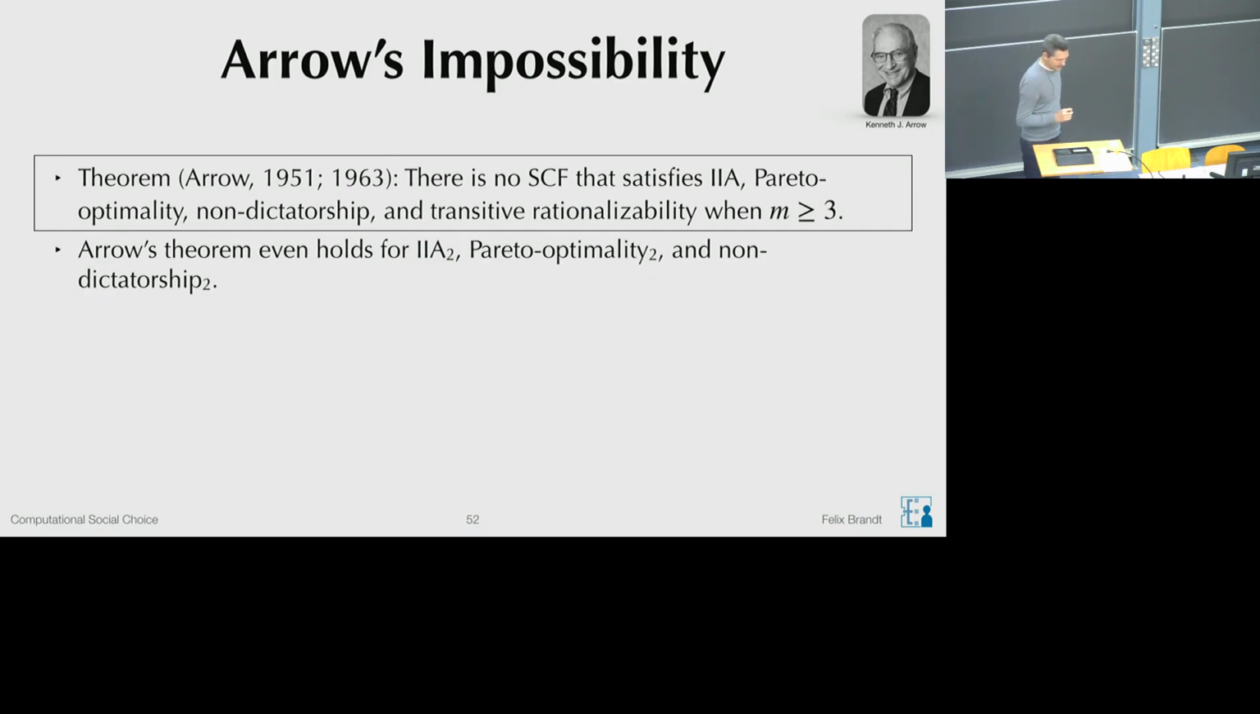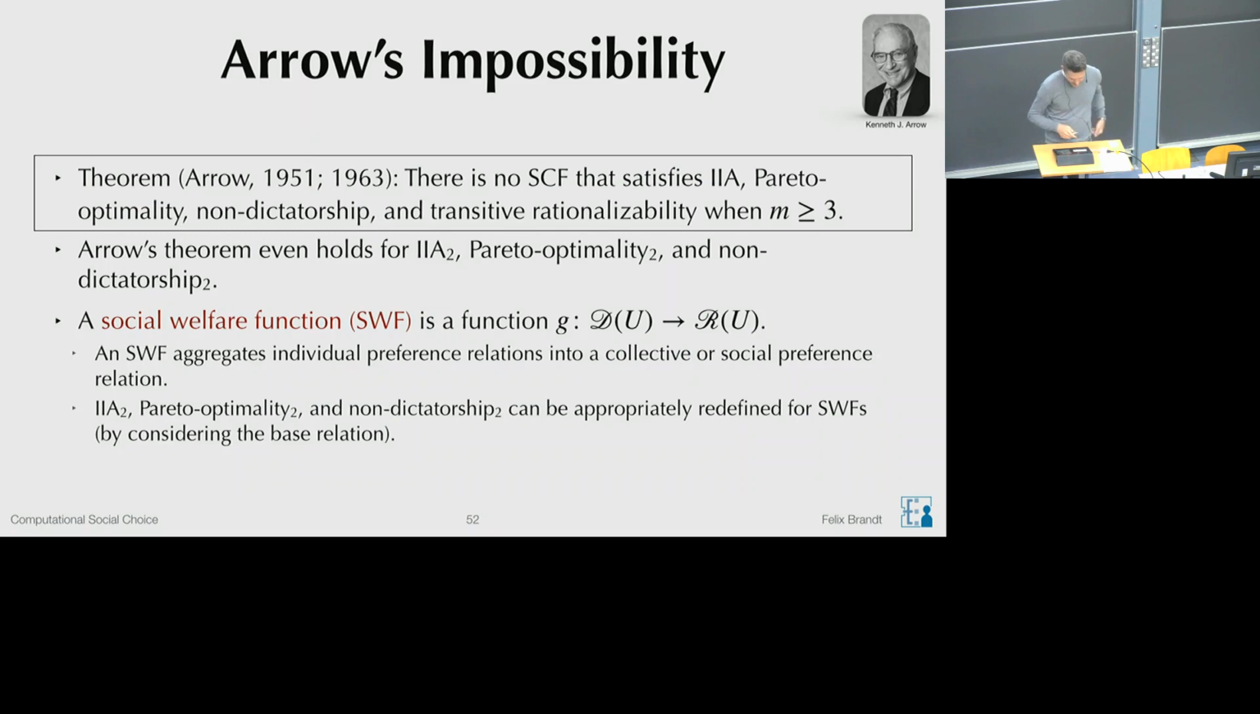Okay, and the nice thing is that these two statements of Arrow's impossibility are equivalent, but the version that you will see mostly in the literature is the one for social welfare functions, and that's the one that I'm going to show you now. So what's a social welfare function? A social welfare function is a function that maps a preference profile. Okay, so this is the domain of preference profiles, which we defined last week.